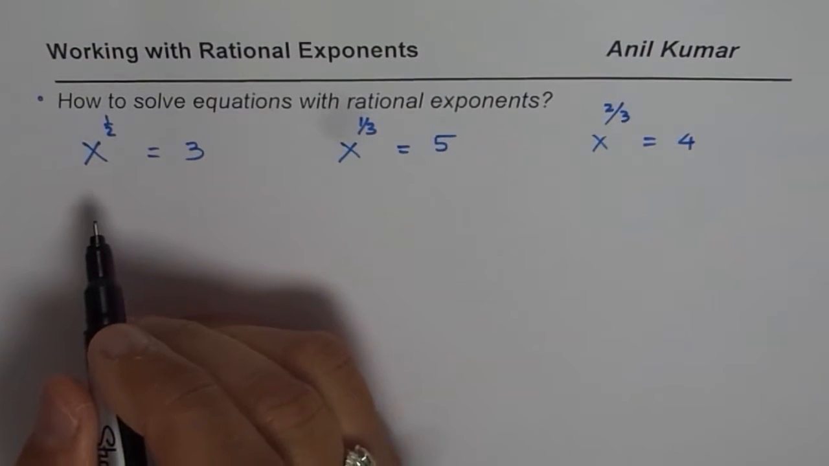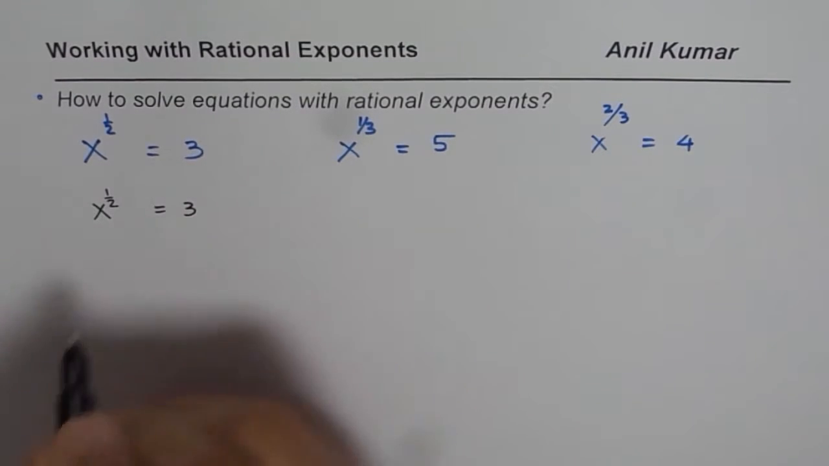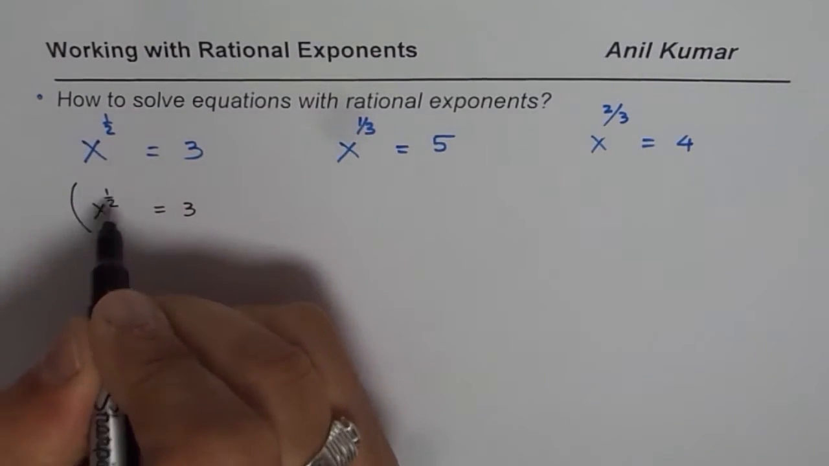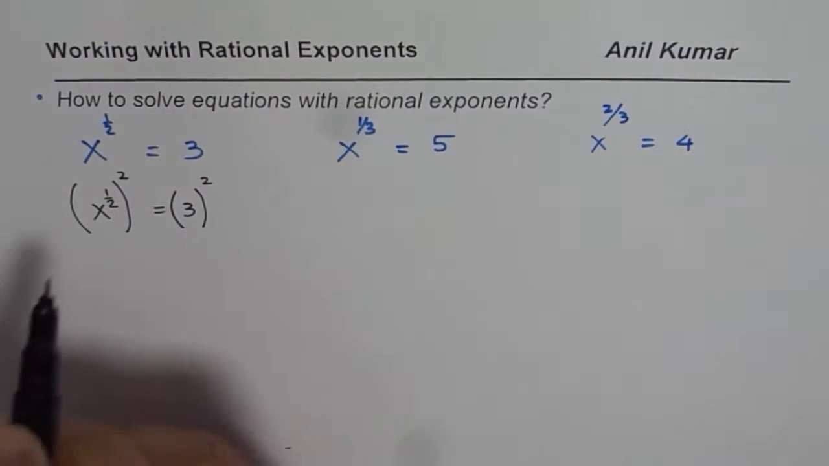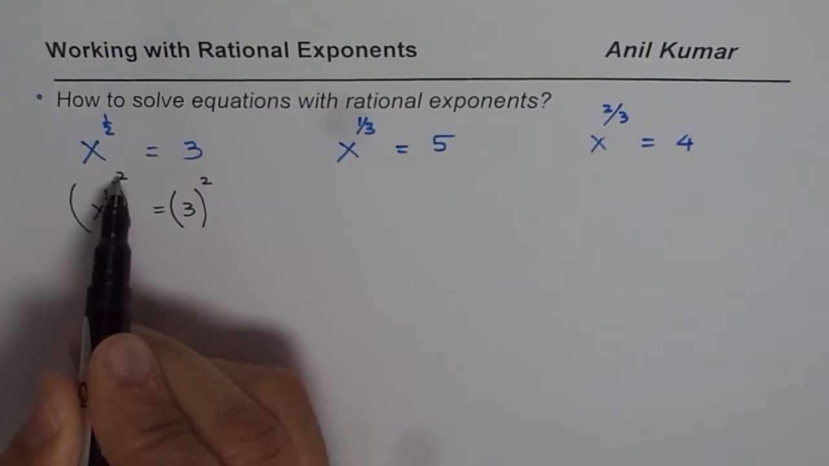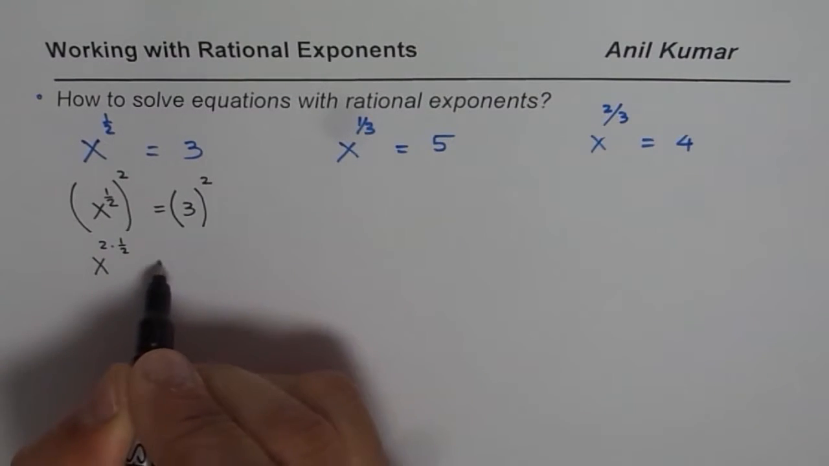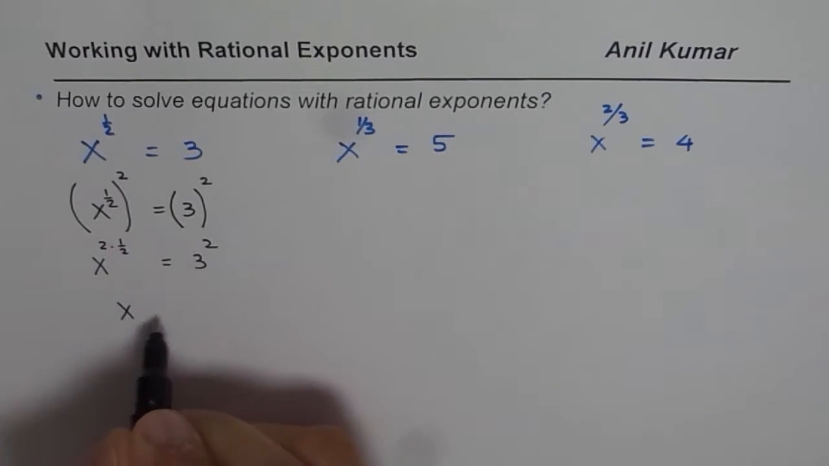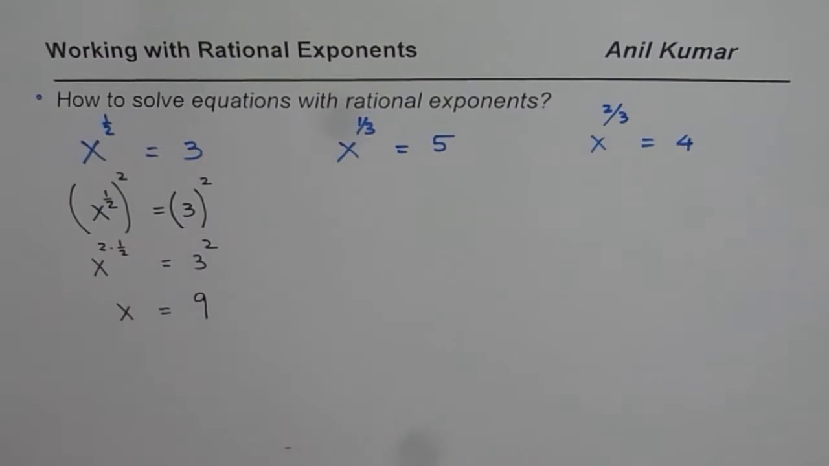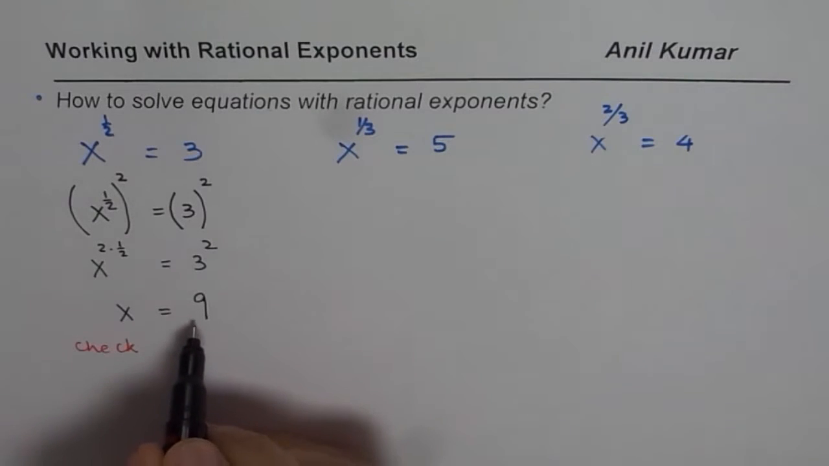So when we have x to the power of half equals 3, to solve such an equation, we can square both sides. Do you understand? We can square both sides. So when I square both sides, applying the power rules, I get x to the power of 2 times half equals 3 squared. 2 times half is 1, so we get x equals 9, right? That is how we could solve it. You can always check your solution. So simple steps. I hope no difficulty in understanding this part.